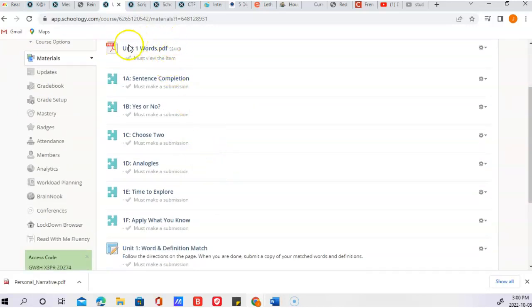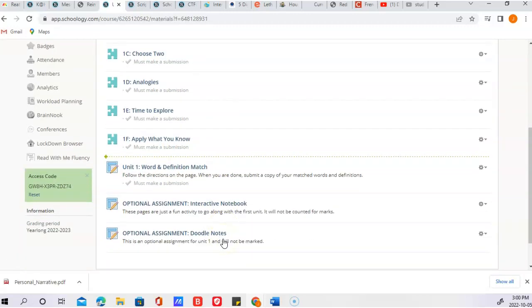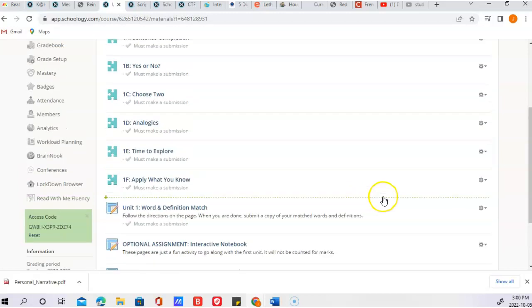So that's printing off the unit words and going through them, and going through all of these exercises, including this word and definition match. Remember that the 2 optional assignments at the bottom, the interactive notebook and the doodle notes, are both optional. They will not be marked. If you want to do them, you can. If you find they're helpful, then I've got more of these for the rest of the units. If they're not helpful, don't worry about it.